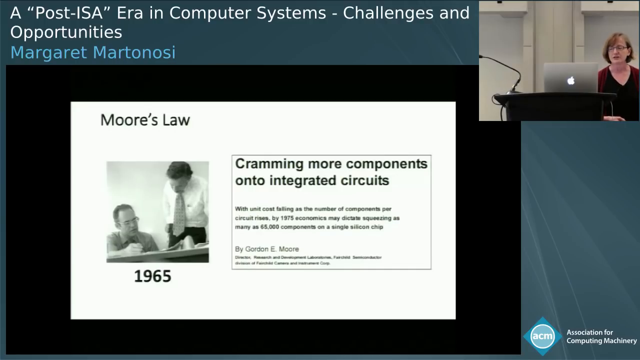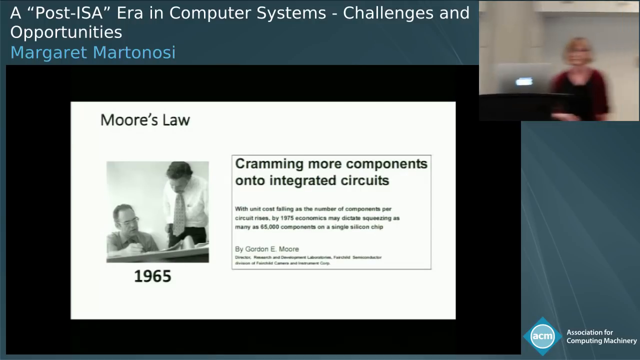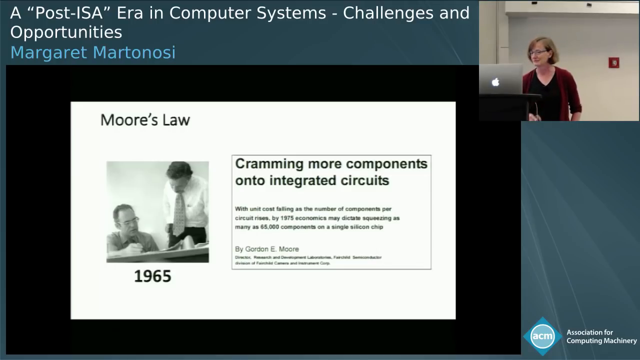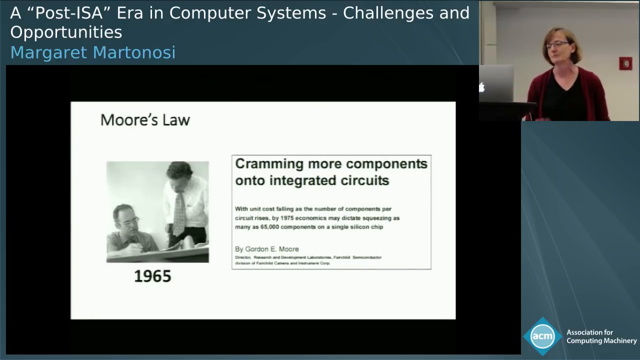So on the technology trends side, you probably have heard about, it's pretty much de rigueur that you have to talk about the end of Moore's Law. But I thought I would start by talking about the beginning of Moore's Law first. So just over 50 years ago, Gordon Moore wrote a paper. If you haven't read this paper, I suggest you go back and read it just to see what it was like back then. The paper was about understanding the cost trade-offs of cramming more components, more transistors onto integrated circuits.